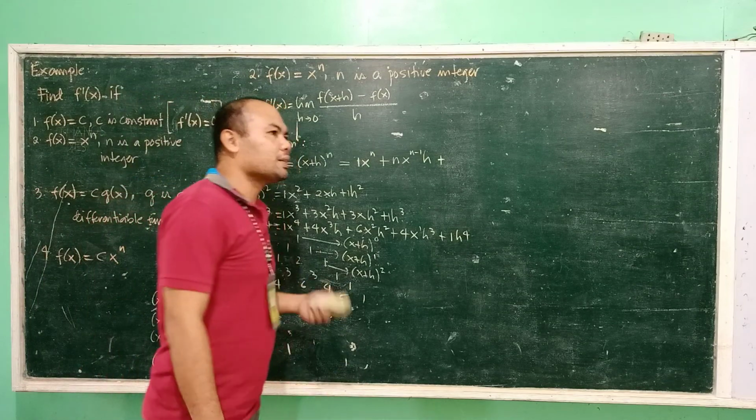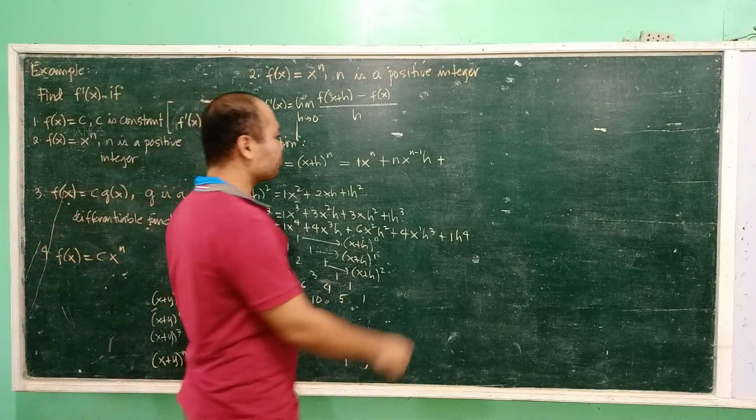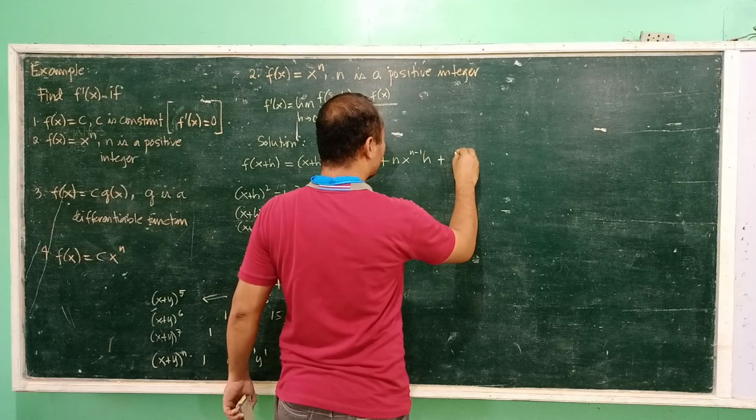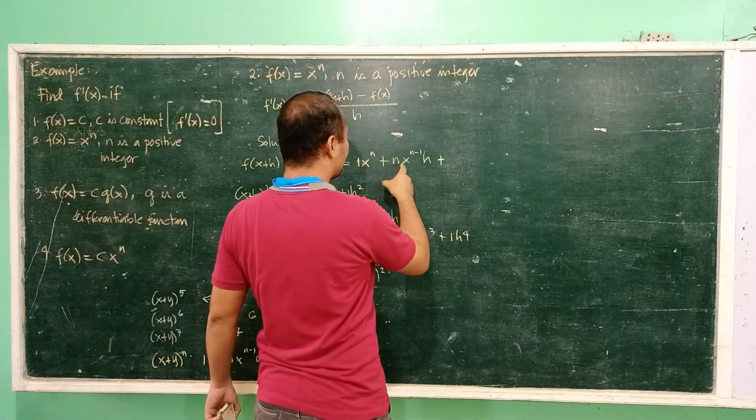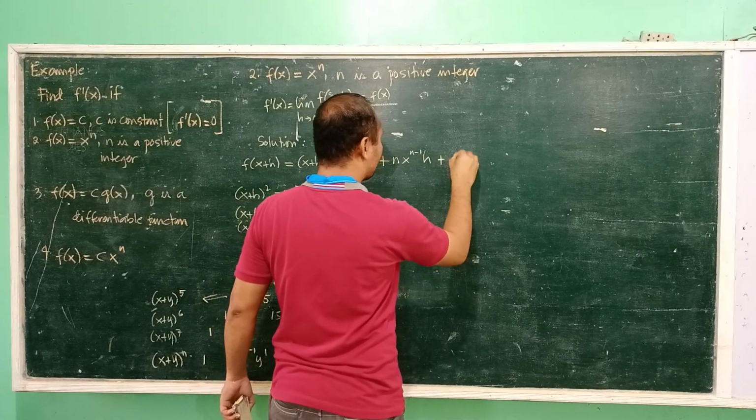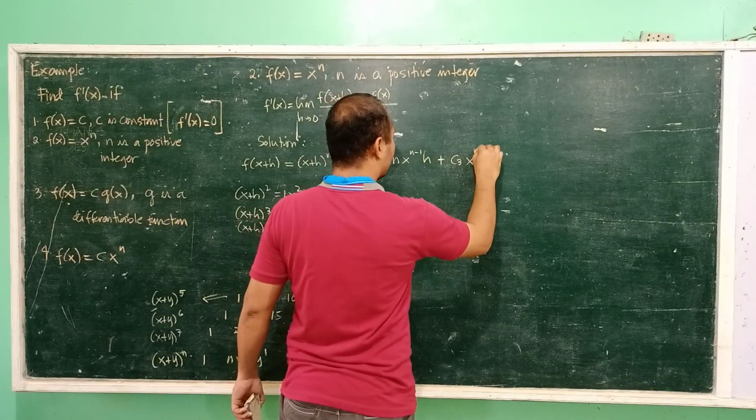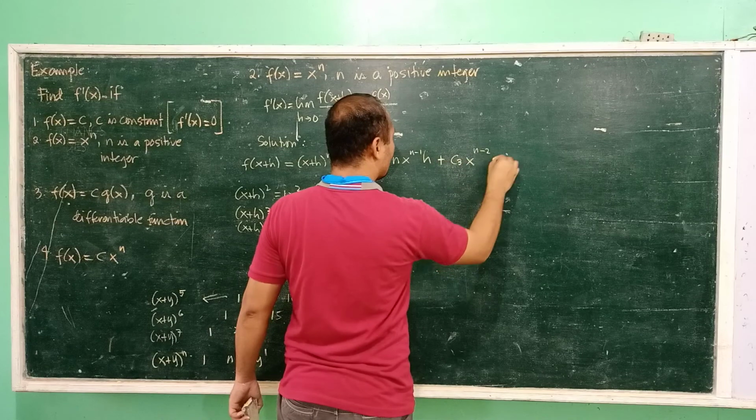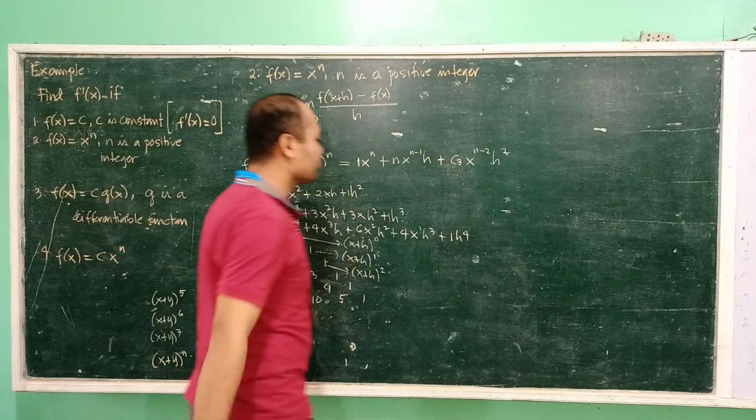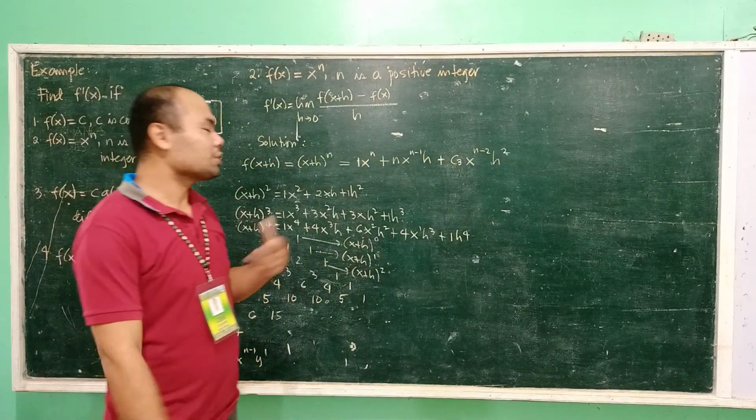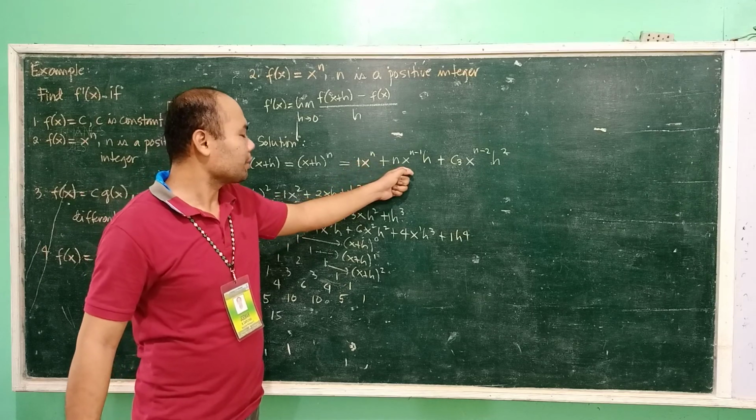Anyways, there is a reason why I'm doing this one. I can just write first, second, third. I have here c sub 3 x to the n minus 2 h squared. I just write it this way. I am just so particular with the first and the second term.